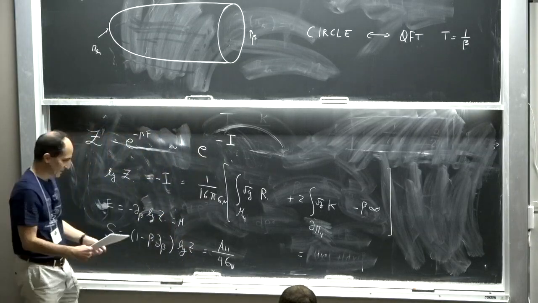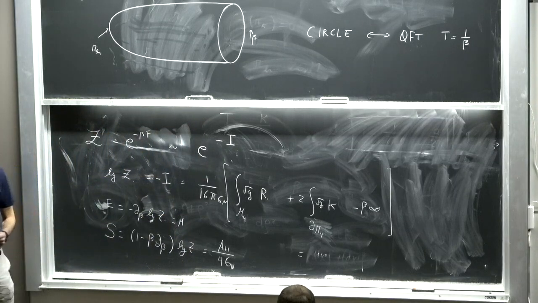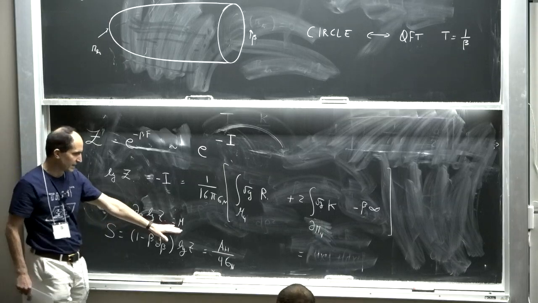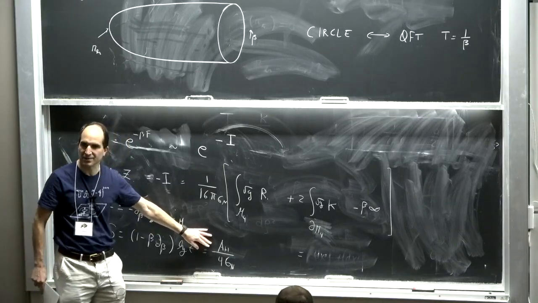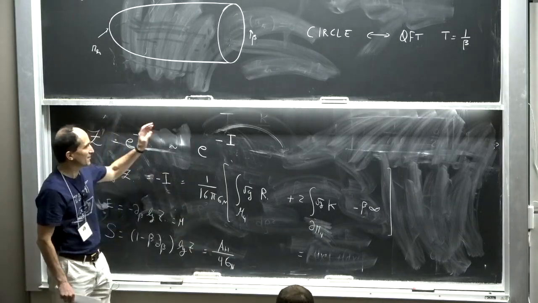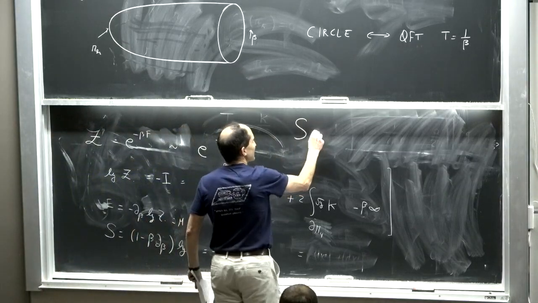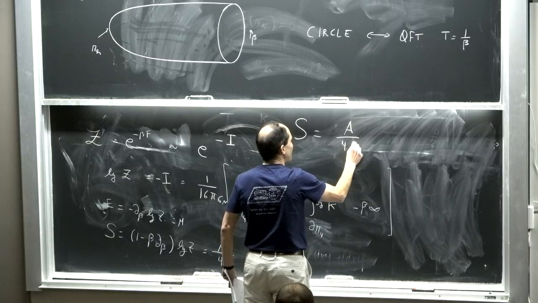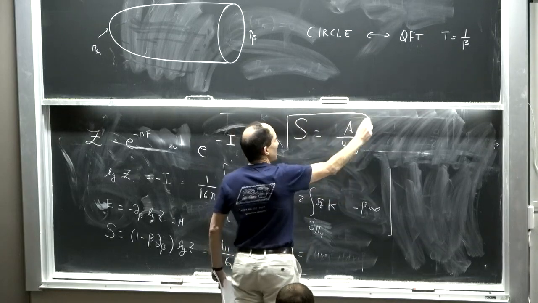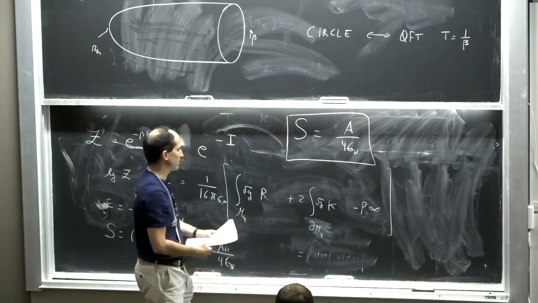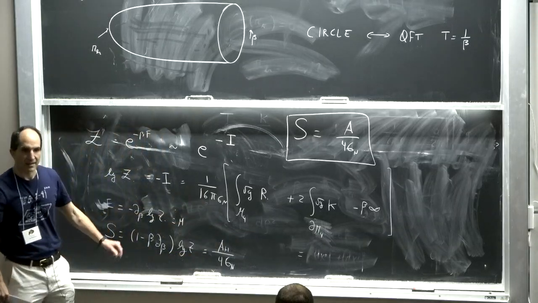So we get this remarkably simple formula. And we will see later a derivation of why this formula is so simple. The most important formula is down in the part that you cannot see: S equal to area over 4 G Newton. This will be a very important formula. And here we derived it using the Euclidean black hole.